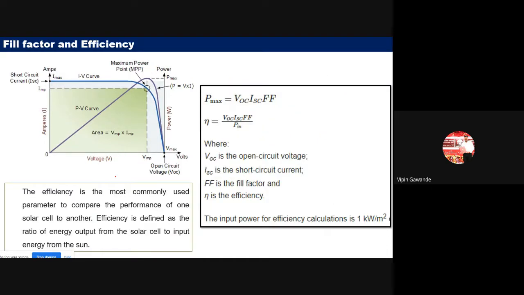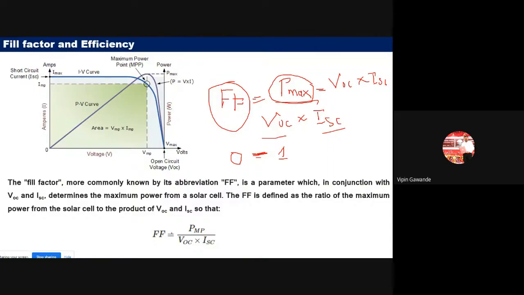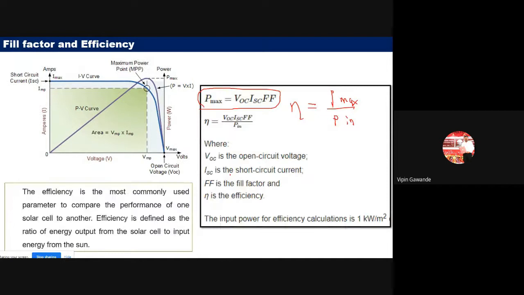Then we'll calculate the efficiency of the solar cell. The efficiency is equal to P max divided by P in. This P max is calculated from the fill factor equation. We have seen that the fill factor is equal to P max divided by VOC into ISC. So P max is equal to VOC into ISC multiplied by FF.